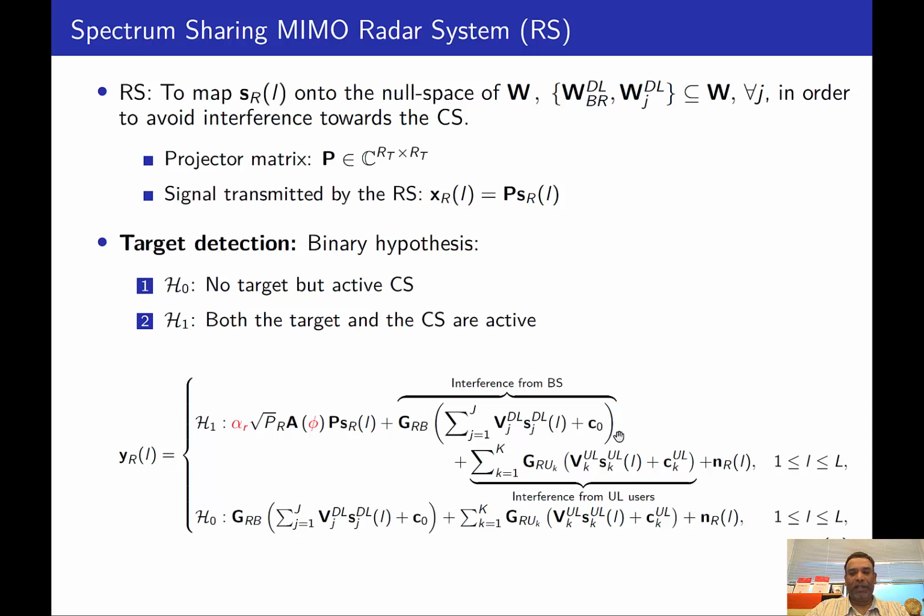This is the interference from the uplink users, and this is the noise term. N_R is the noise term. In the null hypothesis, the radar is not active, so only the cellular system is operating. This is the interference from the base station, and this is the interference from the uplink users. This is the received signal.